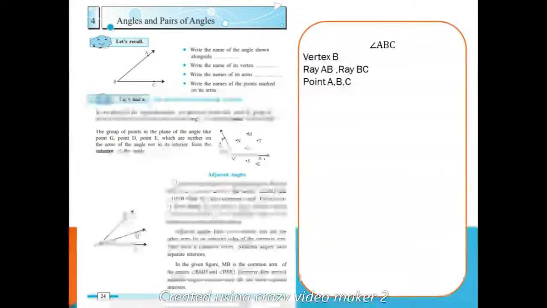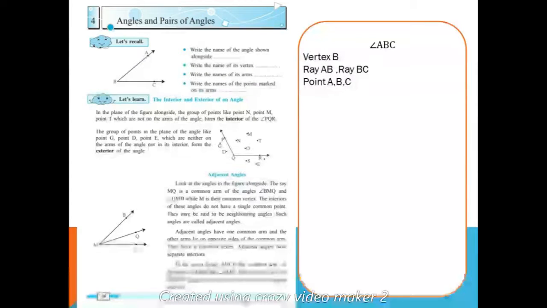Now the next topic is the interior and the exterior of an angle. What are the interior points and the exterior points? The points that are inside the angle are known as the interior points, and the points outside the angle are known as exterior points. Now let us see which are the points that are inside the angle.